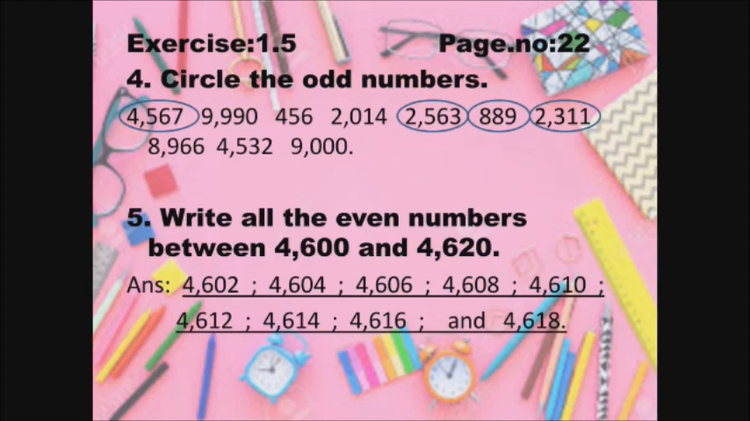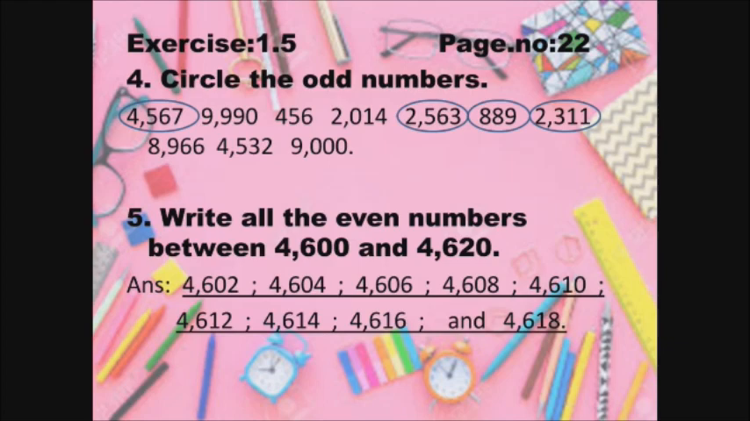Next, 456. So ending number is 6. So that is even number. So we should not circle. Next, 2014. So 4 is the ending number here and that is even number. So we should not circle. Next, 2563. So ending number is 3. So 3 is the odd number. So automatically we have to circle that number.